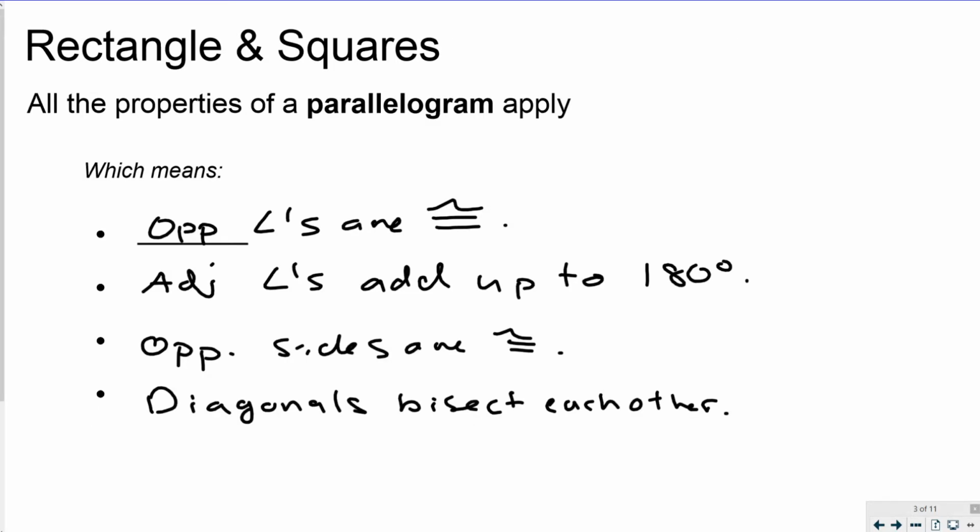So, all the properties of a parallelogram apply, which means that the opposite angles are congruent. They should be. They're all equal to 90. Adjacent angles add up to 180. Again, they should. They're all equal to 90. Opposite sides are congruent. So square sides are all congruent, and for rectangles, their pairs are congruent. And then the diagonals bisect each other.